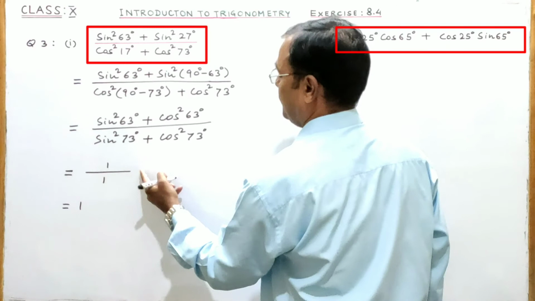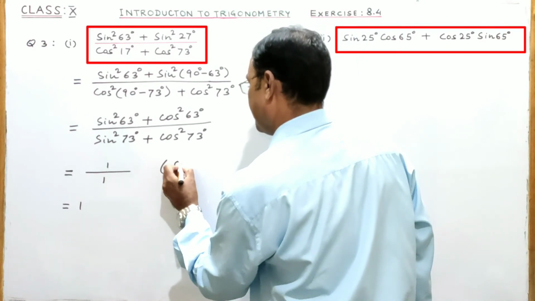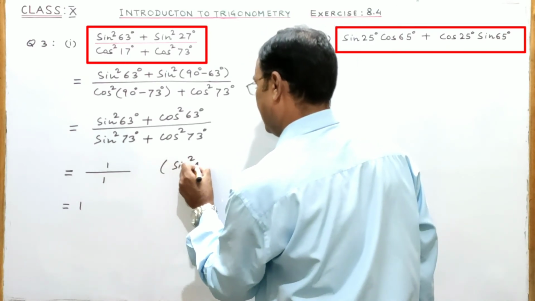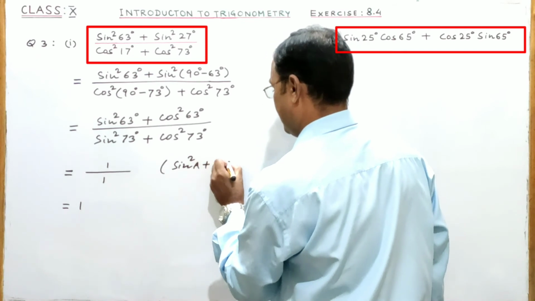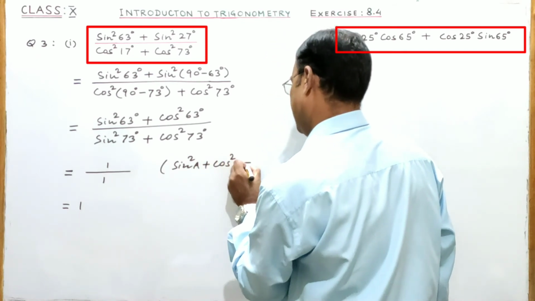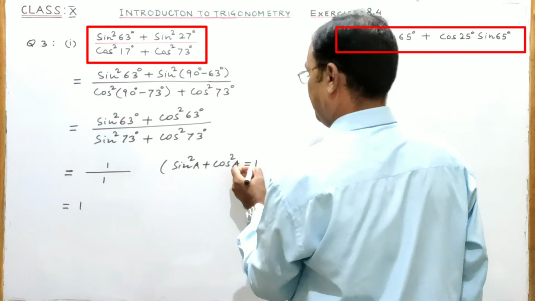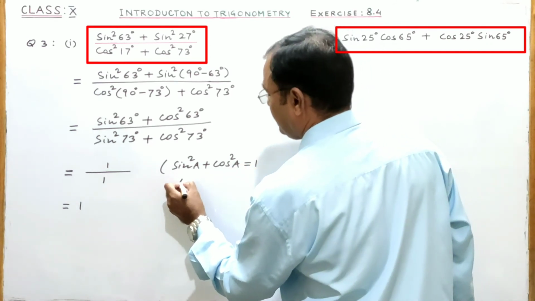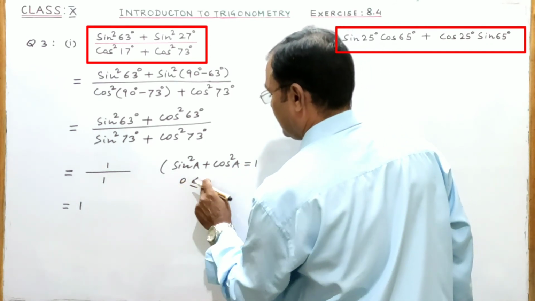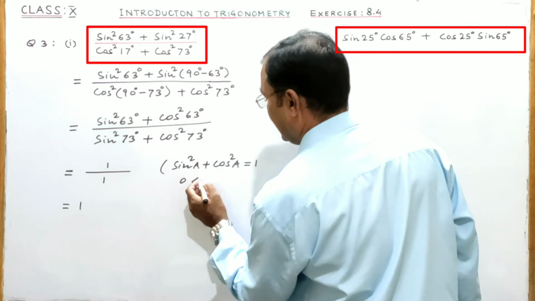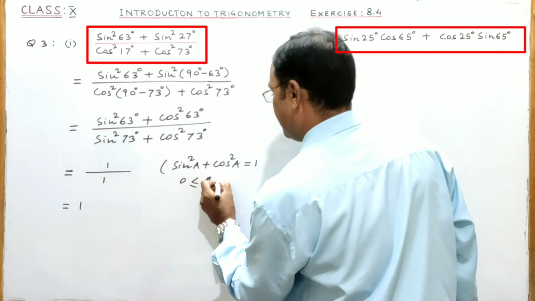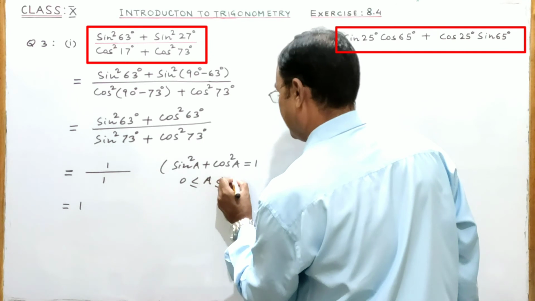For this step you can write the reason: sine square A plus cos square A equal to 1 for all angles A satisfying this condition.